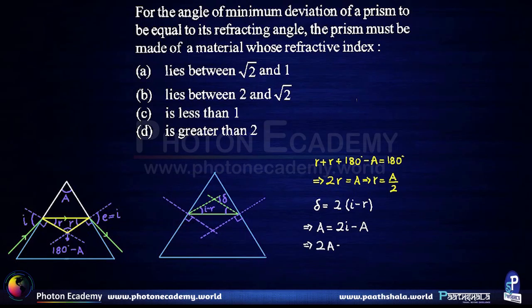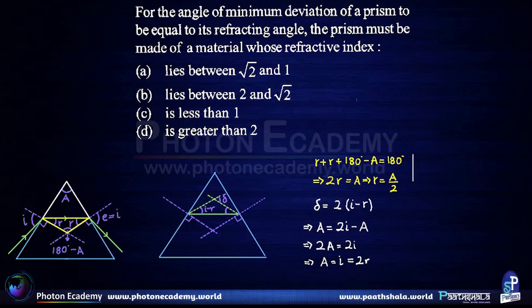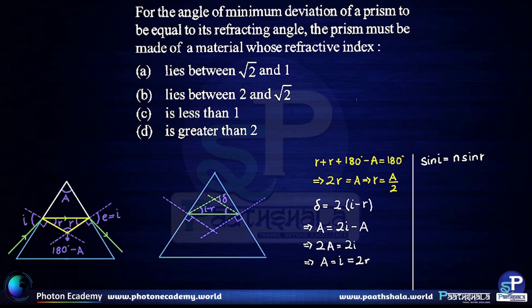Since delta is the same as A, 2A is equal to 2I, or A is equal to I. And we already know that 2R is A, so we have A is equal to I is equal to 2R. Now from Snell's law we have the sine of the angle of incidence is equal to the refractive index multiplied by the sine of angle of refraction. I can write R as I by 2.